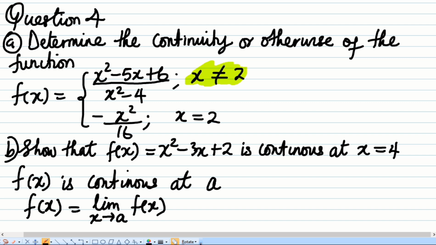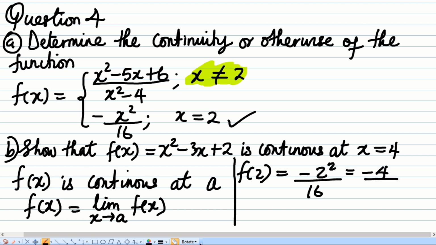Alright, so let me just draw a line. What's f of 2 first? Taking from the function at the bottom part, because that's where I can do my direct substitution. f of 2 is going to be minus 2 squared over 16, which is minus 4 over 16. The 4 can cancel, we have minus 1 over 4. So f of 2 is giving us minus 1 over 4.